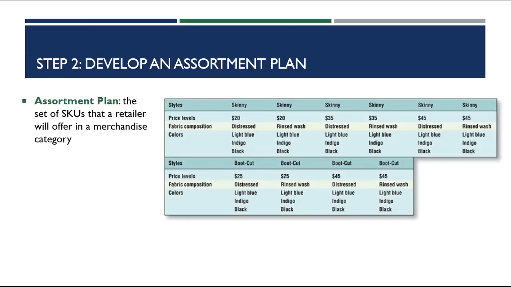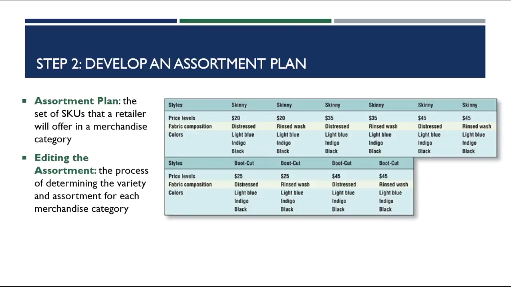So in step 1, we might have forecasted that we're going to need 500 pairs of blue jeans. Blue jeans was our product category. Now in step 2, we're going to develop that assortment plan, which looks at all of the different styles, sizes, and colors that we're going to offer within that product category.